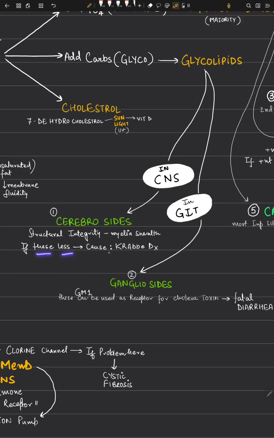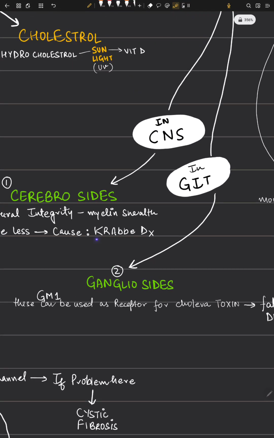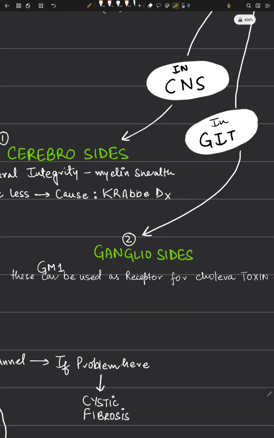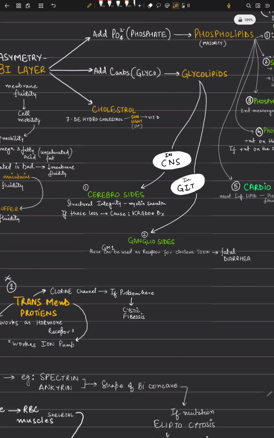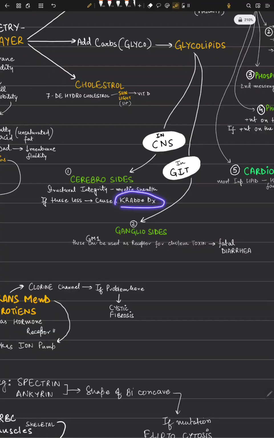If they are less, they cause Krabbe disease. I don't know how to say this, maybe I'm wrong. Krabbe or crab, I don't know. So this causes this disease.